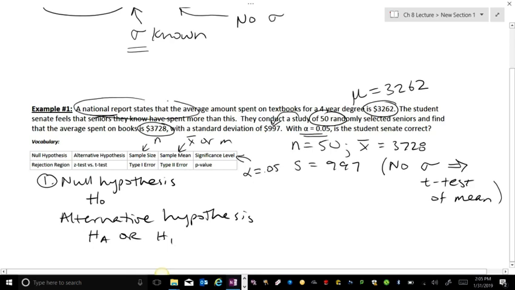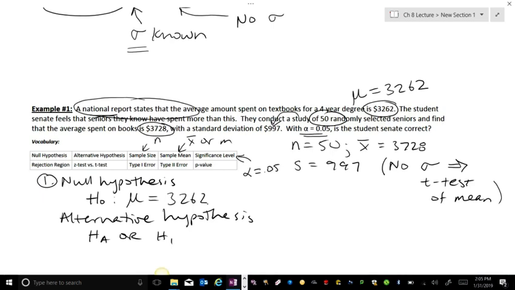The null hypothesis is associated with whatever we're being compared to. We're comparing this to a national report. So for our null hypothesis, we're going to assume that the national report is correct, and we're going to say, let's say that the mean really was 3262. The alternative hypothesis goes with, in this case, what the student senate is predicting. They really think that it's going to be more than that. So more than is going to be a greater than symbol.